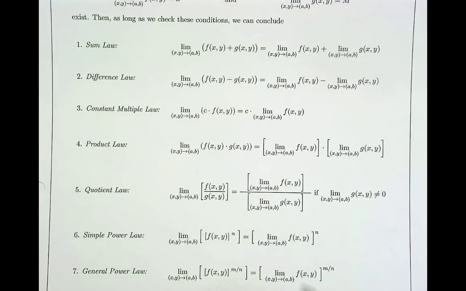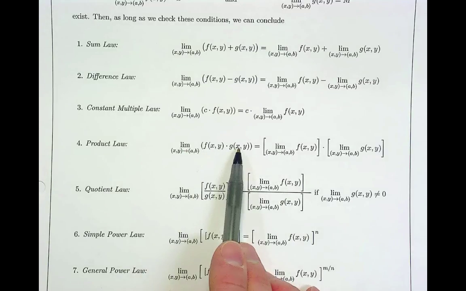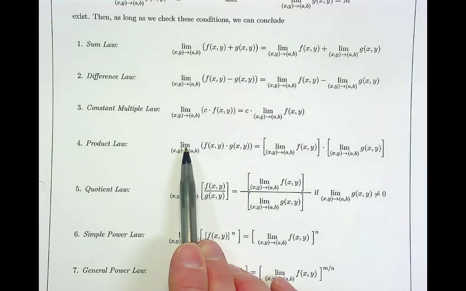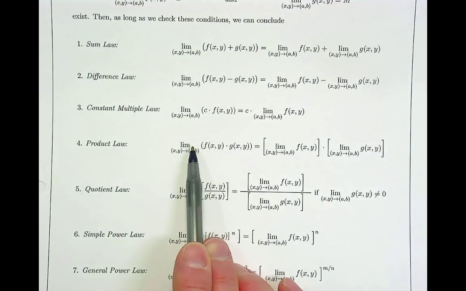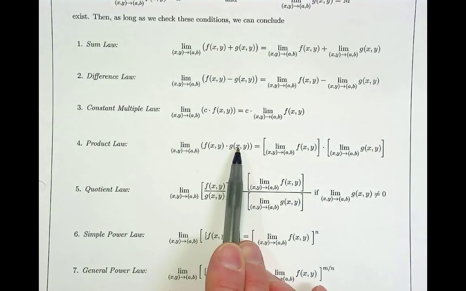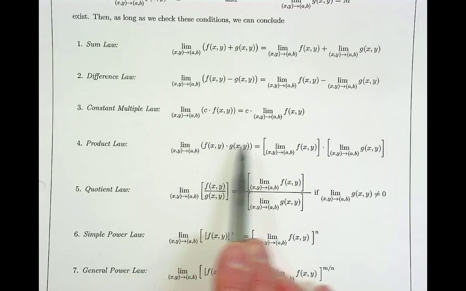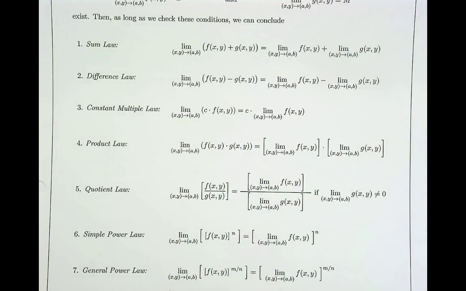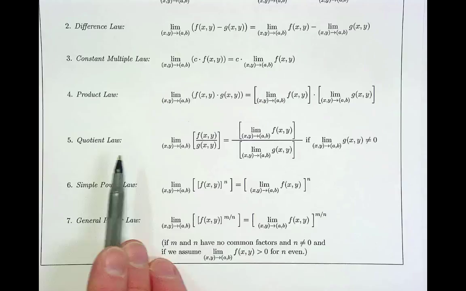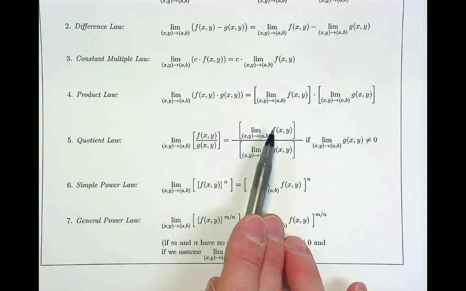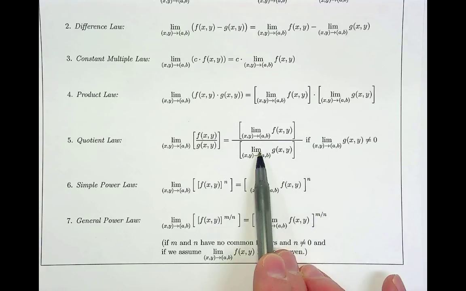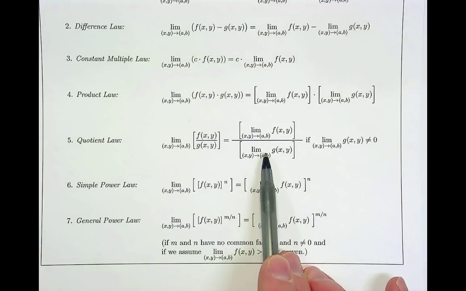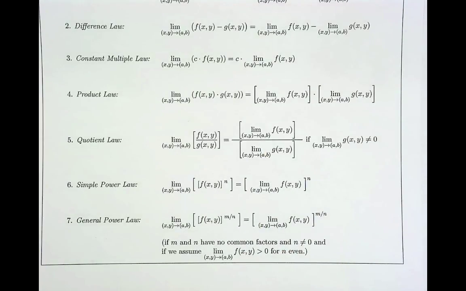The product rule of limits says if I take a product of two functions and then take a limit as x y approaches a b, as long as the individual limits exist, the limit of a product is equal to the product of the limits. The quotient law is basically the same thing. The limit of a quotient is equal to the quotient of the limits. The one condition that we have is that the limit of the denominator is non-zero.